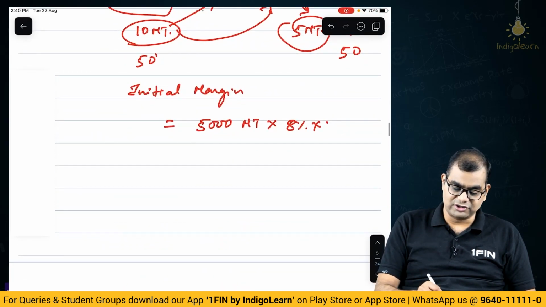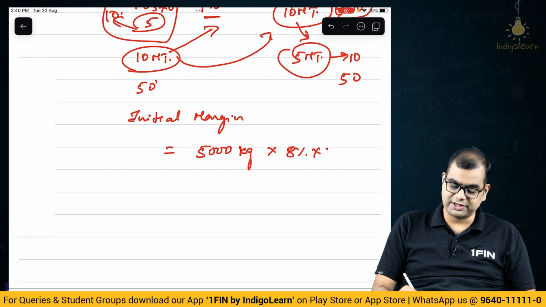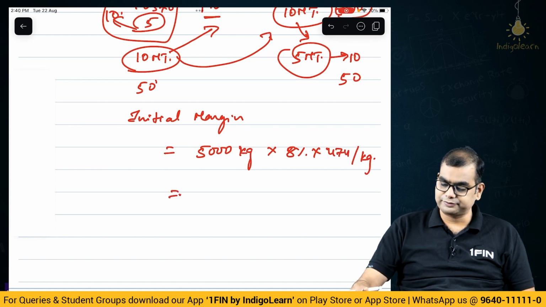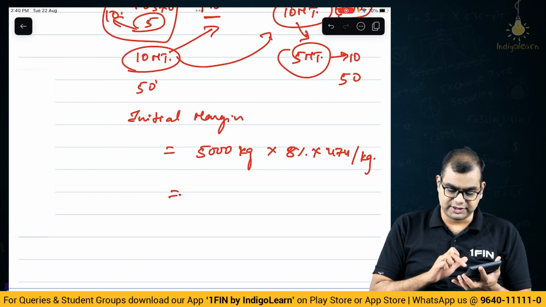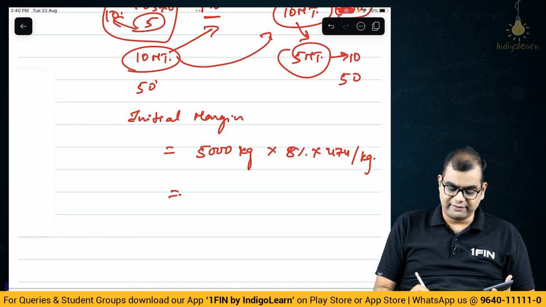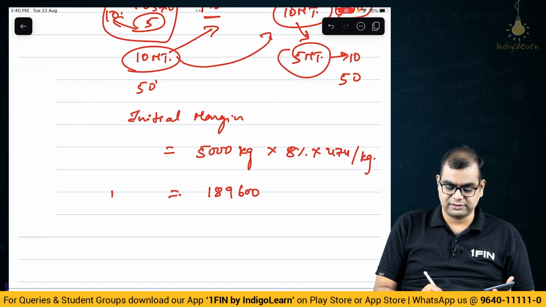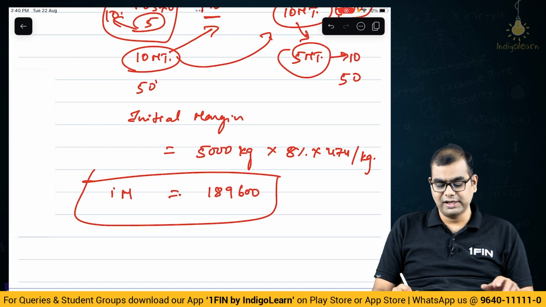Now, this is 5,000 kg, not MT, yeah? See this, I also made a mistake. 5,000 kg into 8% into 474 per kg. So, 5,000 into 8% into 474, you will get 1,89,600. So, you will have to deposit an initial margin of 1,89,600 in order to do this transaction. It is a very simple one.